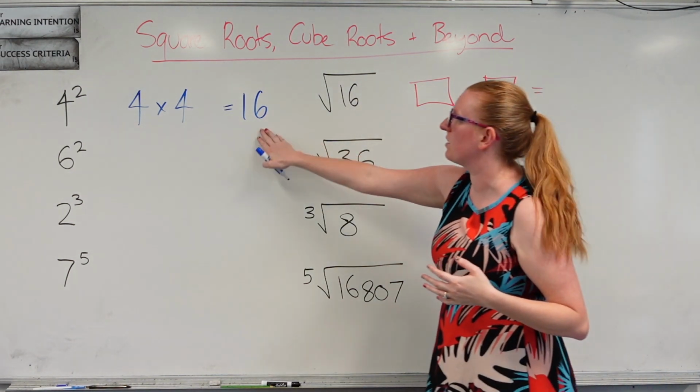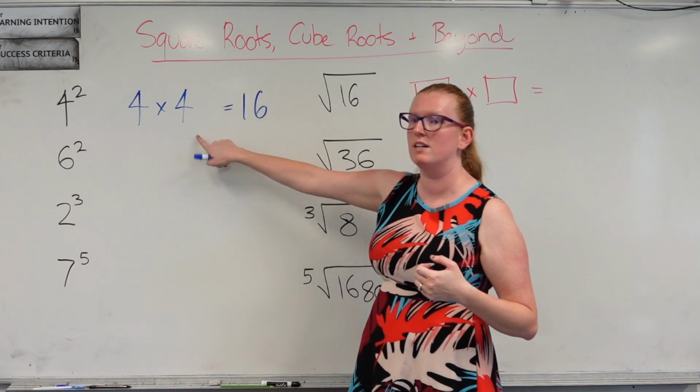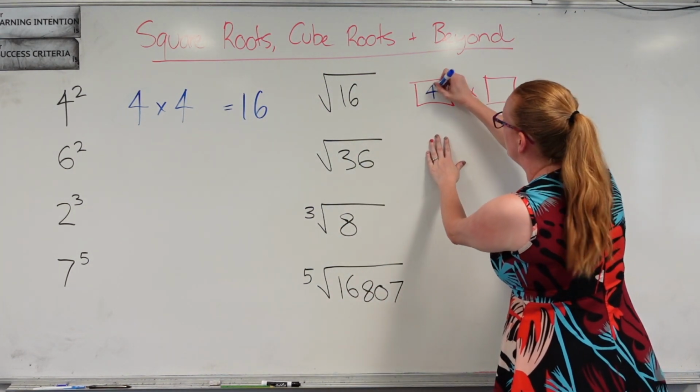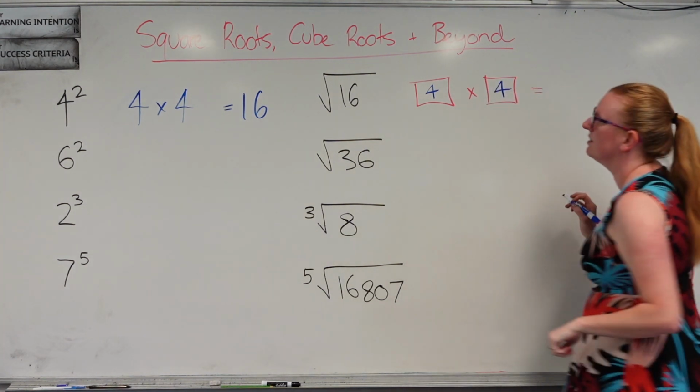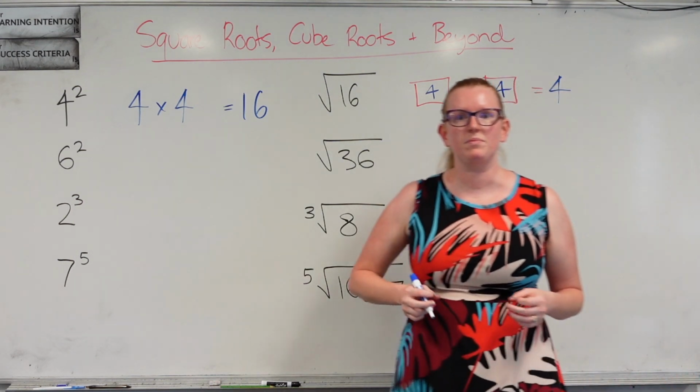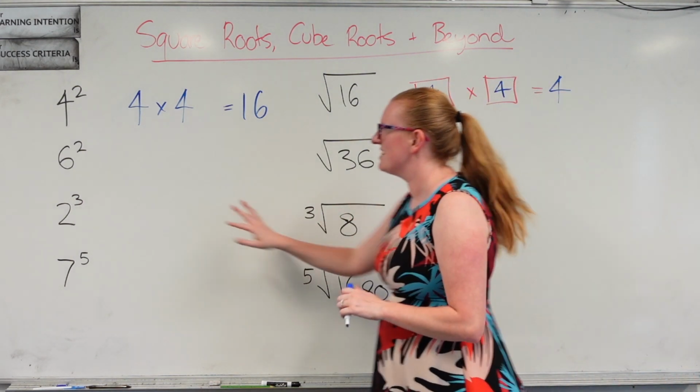Well, because we just did that question, we know that 4 times 4 is 16. So these two numbers are 4 and 4. Awesome, so our square root is 4. Awesome. So let's have a go at this one.